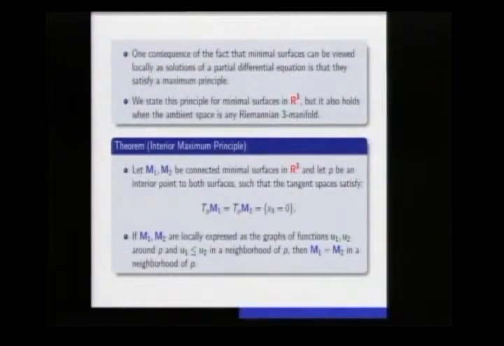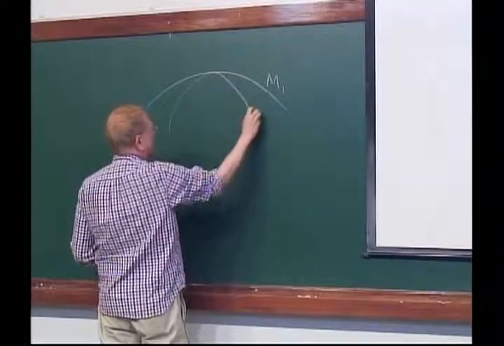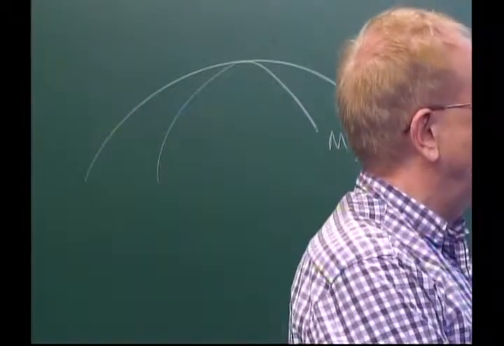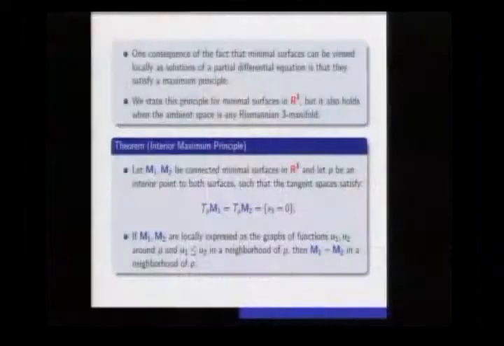Continuing with the course, I'm going to be talking about the applications of the interior maximum principle. This is a geometric way of looking at what the maximum principle says. It says if you have two connected minimal surfaces in R3, and an interior point of both surfaces, so it's this sort of picture. Here's the first surface, here's the second surface, M2, and they have the same tangent space, okay?